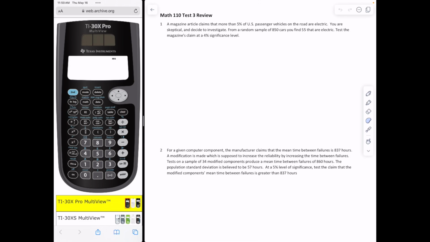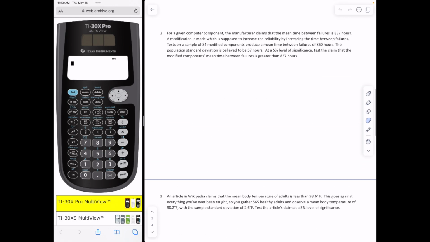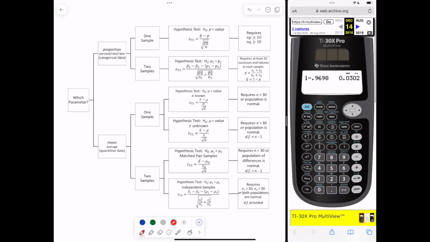Okay, hi everybody. We're going to go ahead and start looking at the test 3 review. I'm going to jump through. What I've got here is the review, and I've also got a flow chart that will be attached to the exam when you take it. So we'll just go through this. I just want to help you see how things are grouped here.